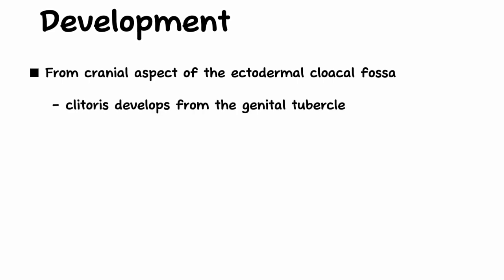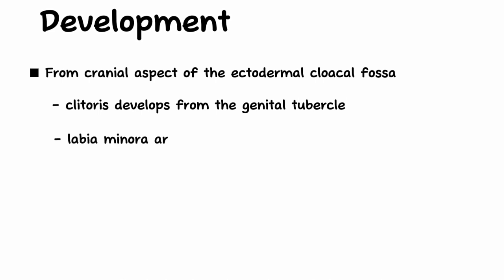Finally, let's consider the embryological development of the external genitalia. The entire system develops in the cranial aspect of the ectodermal cloacal fossa. Specific structures arise from distinct embryonic origins. The clitoris develops from the genital tubercle.